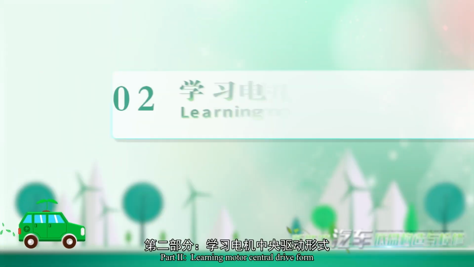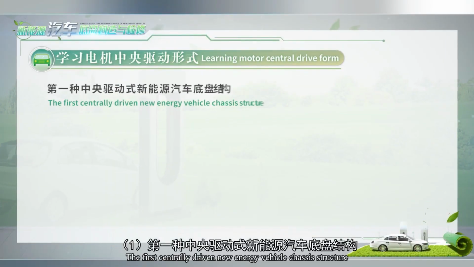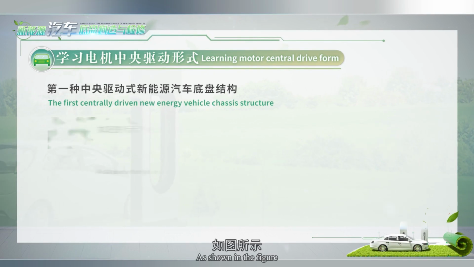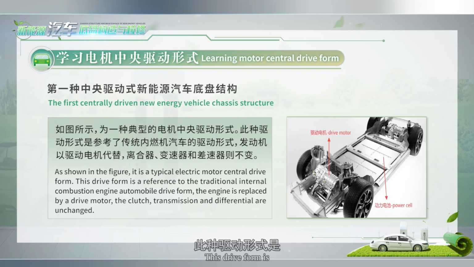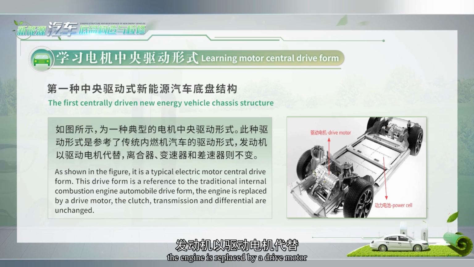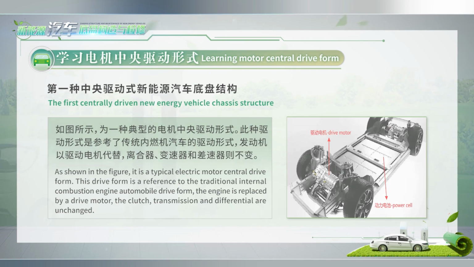Part 2. Learning motor central drive form. 1. The first centrally driven new energy vehicle chassis structure. The first form of chassis arrangement, as shown in the figure, is a typical electric motor central drive form. This drive form is a reference to the traditional internal combustion engine automobile drive form, where the engine is replaced by a drive motor, and the clutch, transmission, and differential are unchanged.